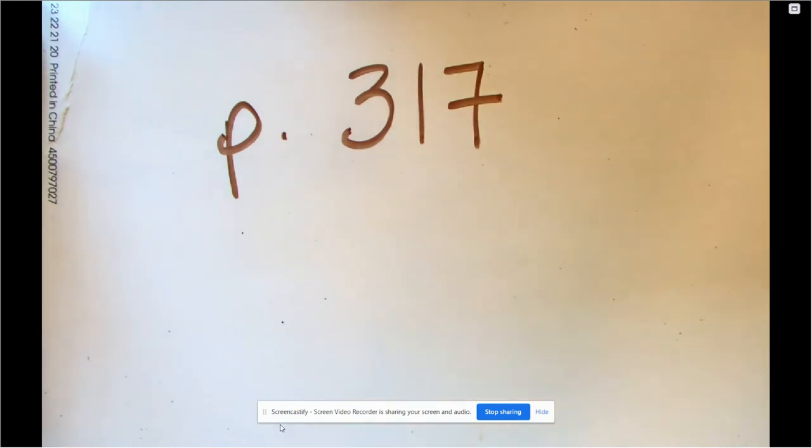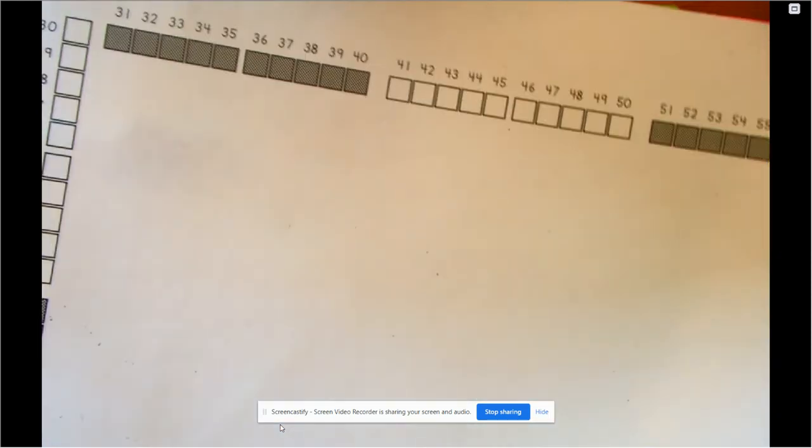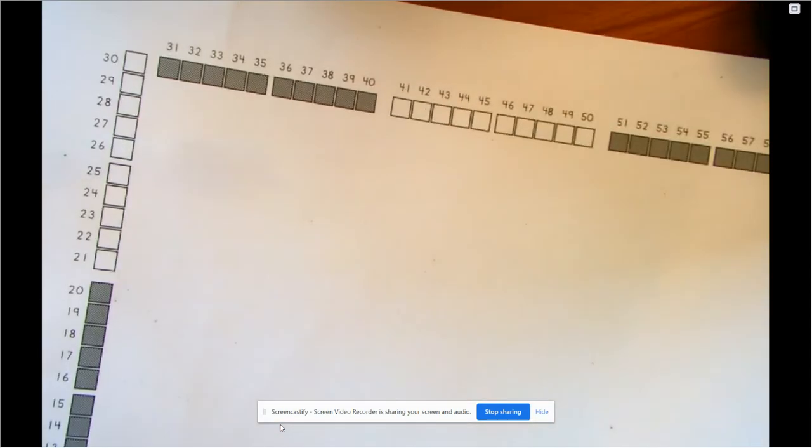We're going to do our math lesson today, and I want you to turn in your math journal to page 317. Okay, so pause the video and find that page. You'll notice that I have my number path whiteboard. So you're going to need to find that. We talked about that the other day.